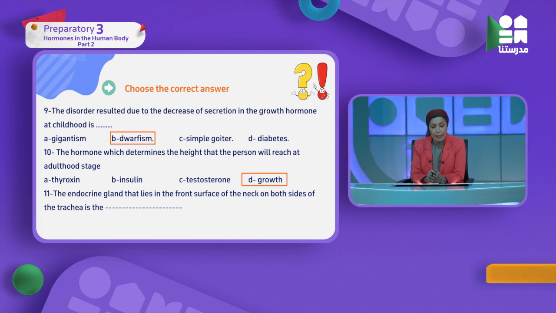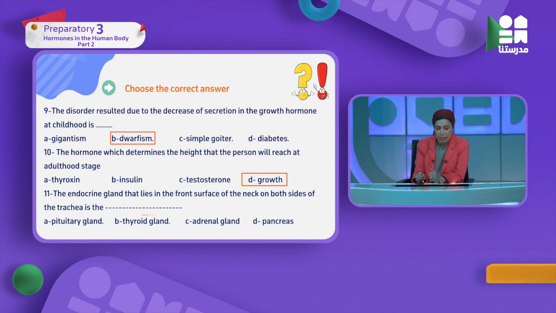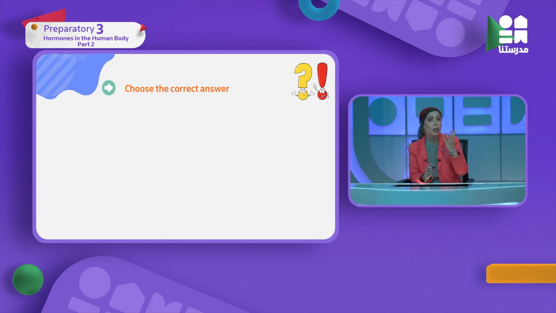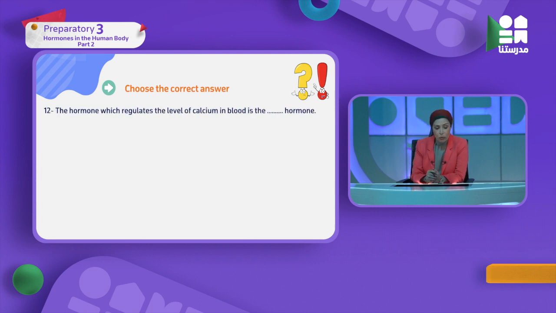The endocrine gland that lies in front surface of the neck. الجلاند اللي موجودة في front surface of the neck. all of you طبعا جاوبتوها. in both sides of the trachea اللي موجودة هنا مين without choices؟ is it pituitary or thyroid or adrenal or pancreas? Of course the answer is the thyroid gland. I hope from this question to revise all the lesson together and it will be easily for you.